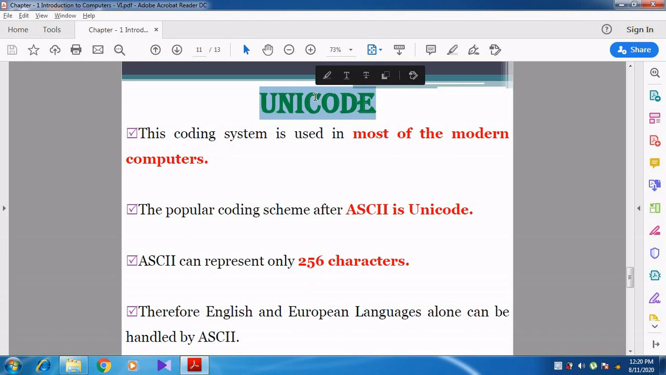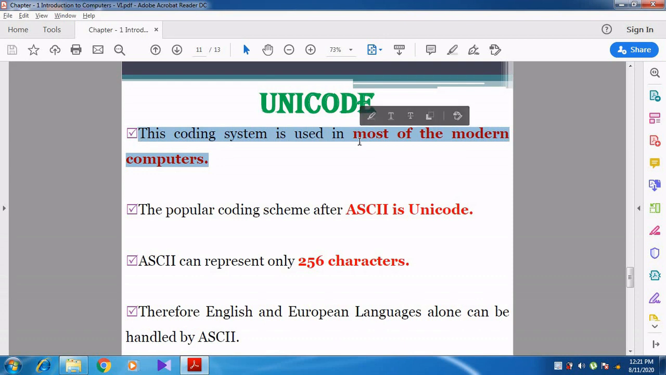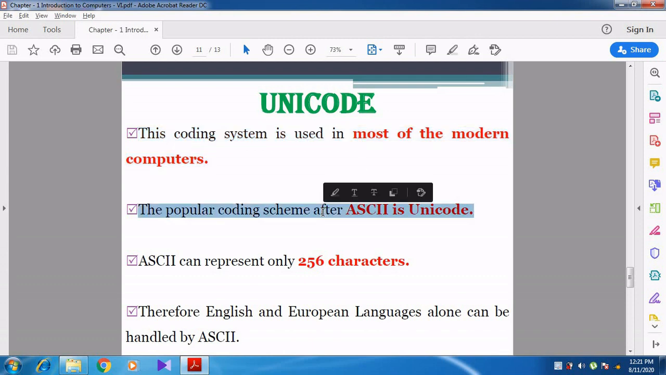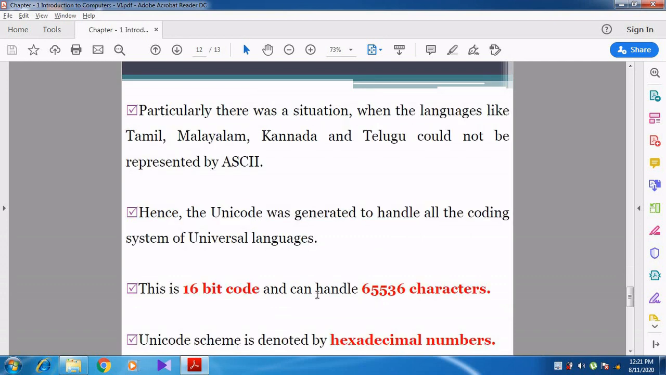This is the system which is most popular in modern computers. It is the system which is followed in most modern computers. The popular coding scheme after ASCII is Unicode. ASCII code is the very popular one and it was used by almost all the systems. After the ASCII encoding system, people are ready to follow the Unicode encoding system, because of the greater advantage in Unicode, which we are going to see in the next slide I have given you.